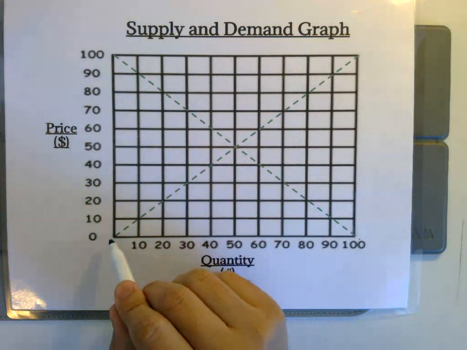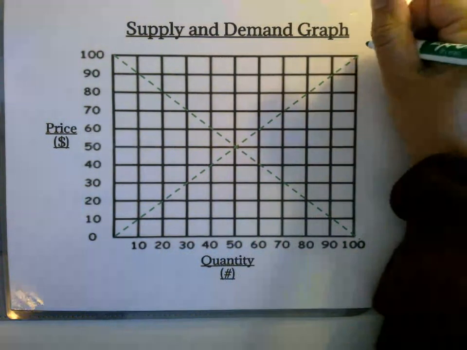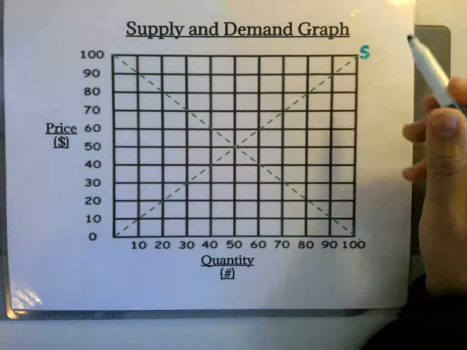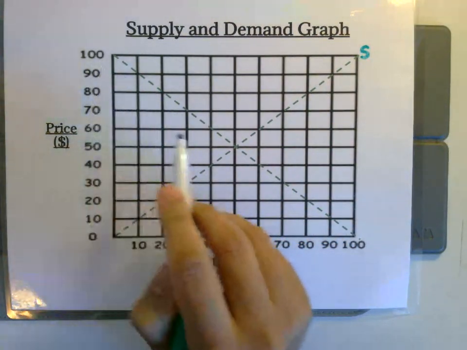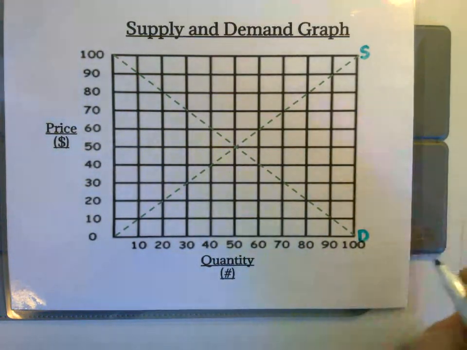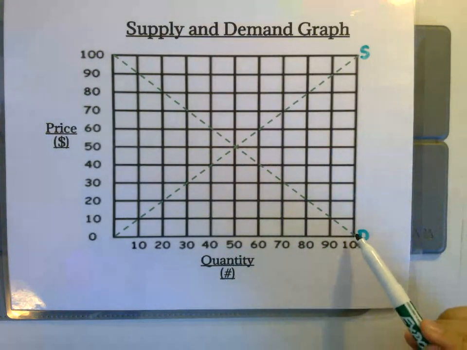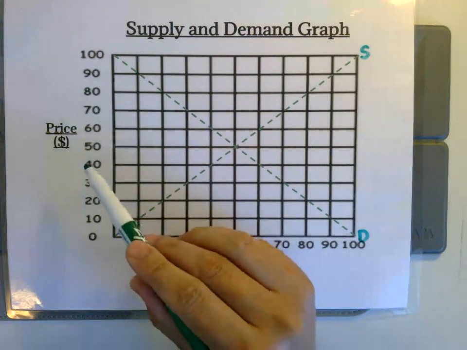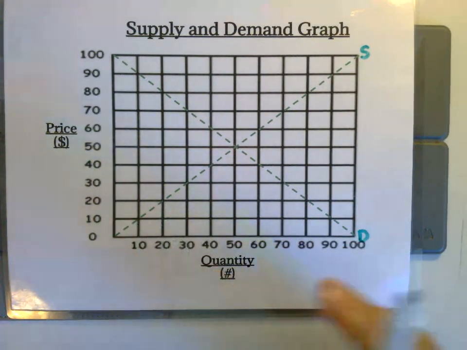If you remember from previous lessons, the supply line goes to the sky. So we can already put an S there. That's going to be our supply line. The demand line will always go towards the dirt. So let's put a D there for the demand line. So there we go. We got supply, demand, quantity, and then the price. Now let's do a few practice equations.